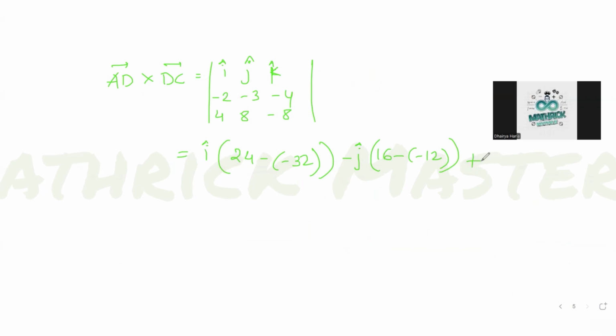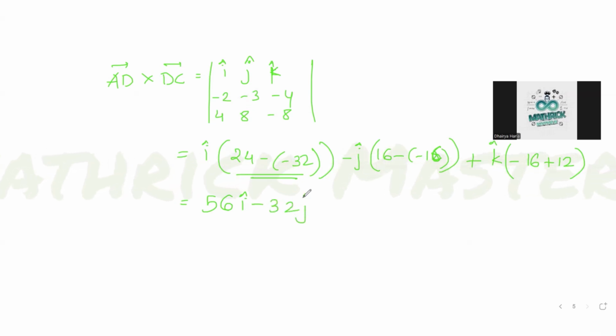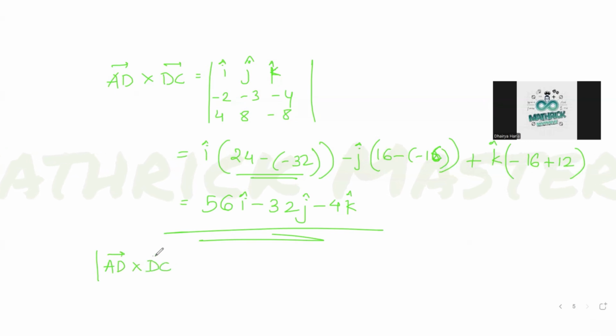And the last vector, let's check that. So minus 2 times minus 8, I got this 16. Minus 4 times minus 4, yeah, it should not be 12, it should be 16. So it should be minus 16 again. And then I have k vector also. K vector gives me minus 2 times 8, which is minus 16, minus 3 times 4, which is 12, so plus 12. So from here, what do I get as 24 plus 32, 56i minus 32j and minus 4k. So I have this. So let's try to figure out the magnitude of this cross product.